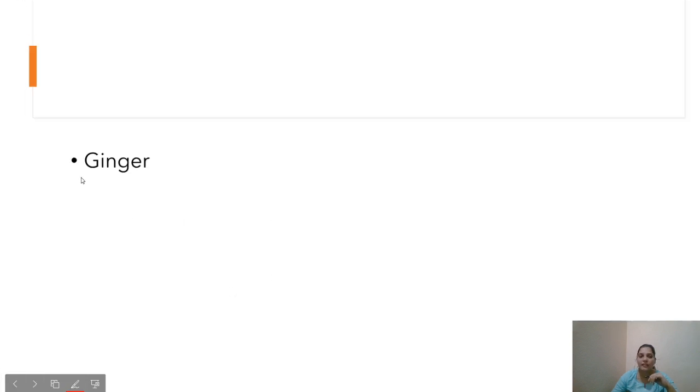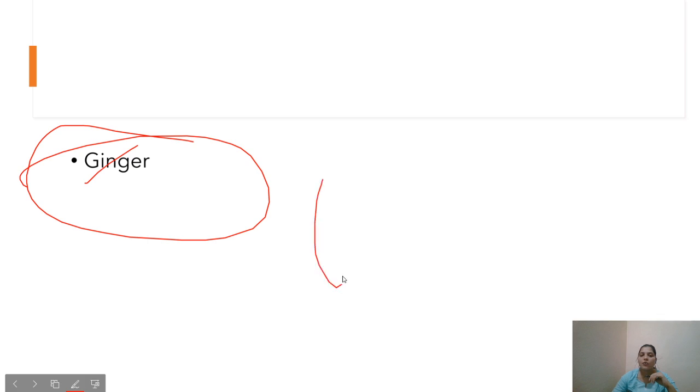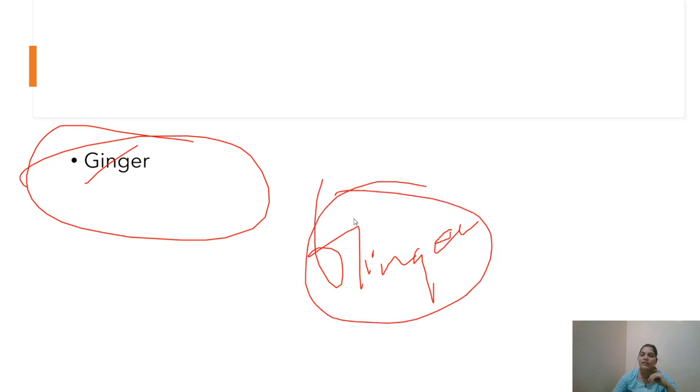Let me tell you the answer. The option will be ginger. You can see ginger; we take it from underground, right? It is a rootless plant. In ginger, only rhizomes are present, so there won't be any roots in the ginger plant. Remember, ginger is the rootless plant.